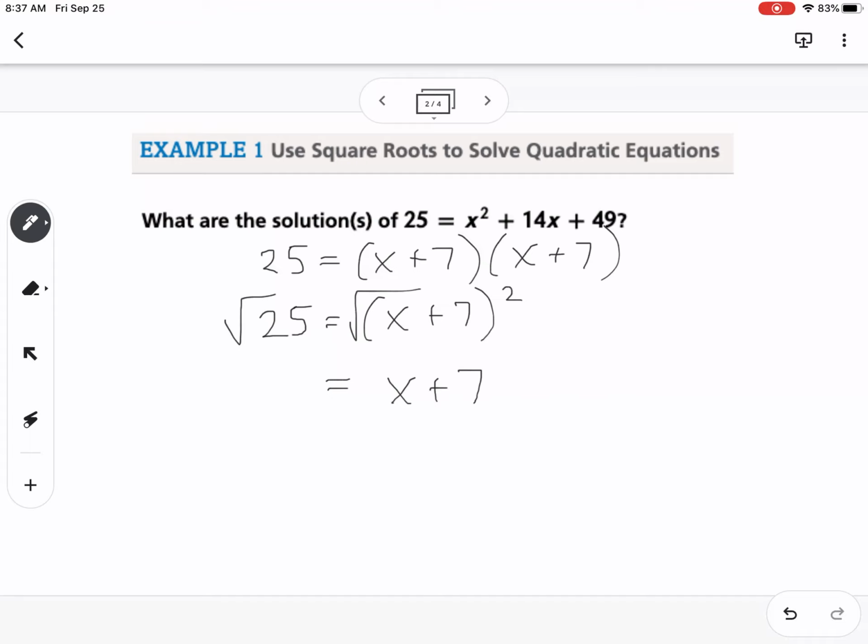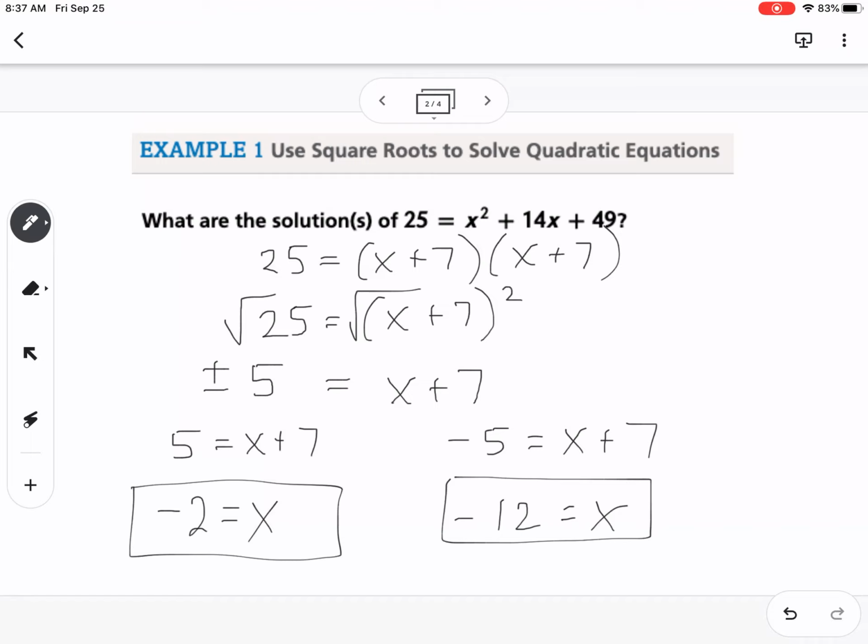And we know that when we take the square root of a number, we have two answers. So we have a positive and a negative 5. So what this means is we have positive 5 equals x plus 7 and negative 5 equals x plus 7. Then we can subtract 7 from both sides and we get negative 2 and we get negative 12.